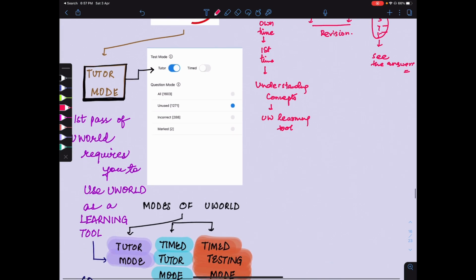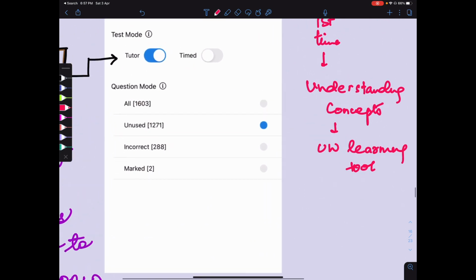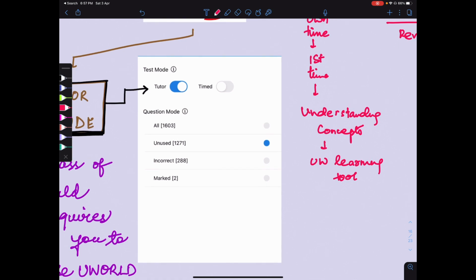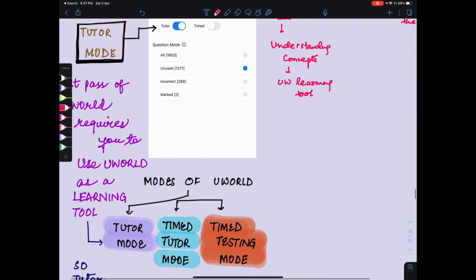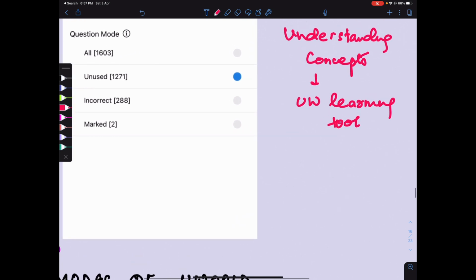So this is how you can choose the different modes on Uword. Uword is having tutor and timed, so you can just choose the tutor mode, alright, and you will be able to visualize the answers immediately after answering. So the question modes are further divided. This option shows you all, like the total number of questions. Supposing there are 1600 questions, it will show you all questions. If you want to solve questions from the total number rather than just doing the unused or incorrect, you can choose this option. If you want to only solve the questions that are remaining unused, you can choose this option. If you want to only solve those which are incorrect, you can choose this option.